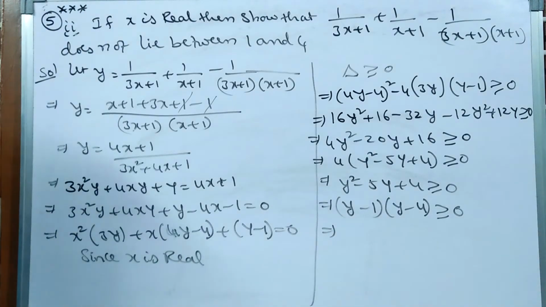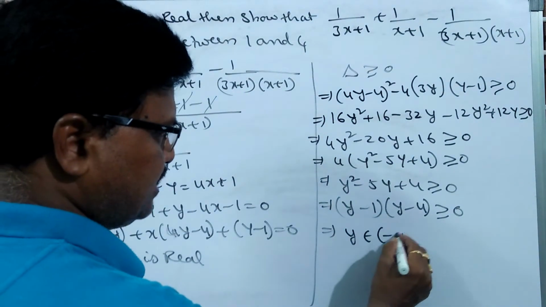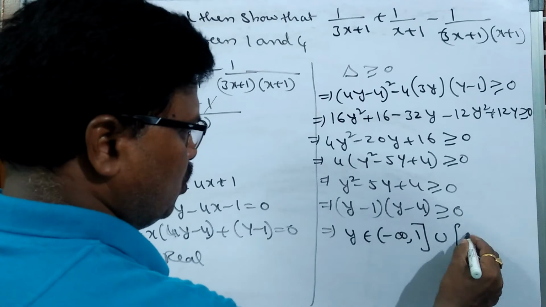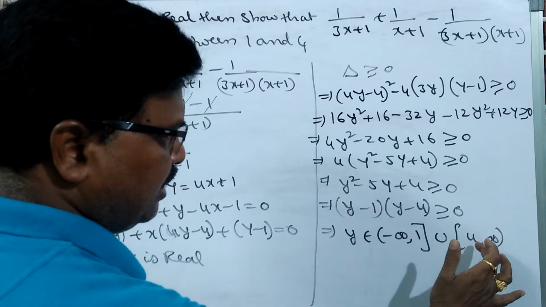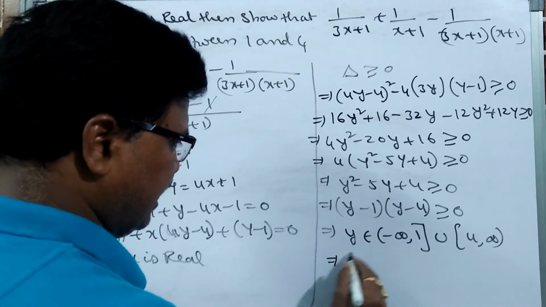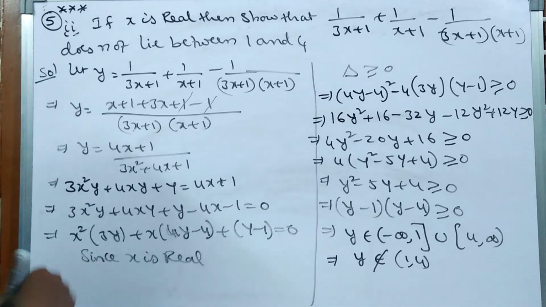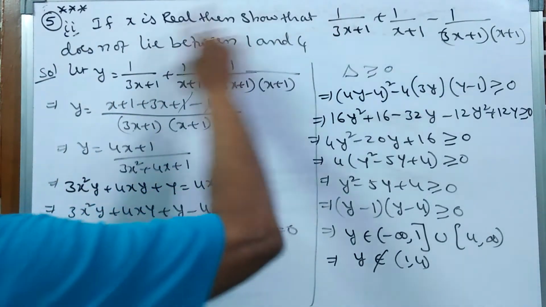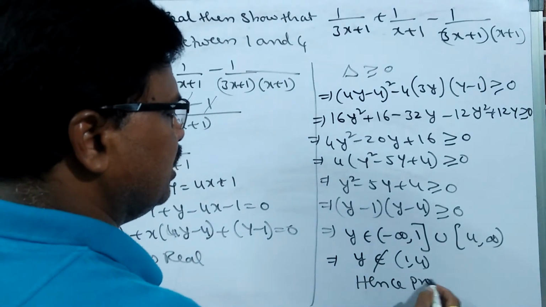I told you already so many times, the formula: x minus alpha into x minus beta greater than or equal to 0 implies x belongs to minus infinity comma alpha union beta to infinity. That means y belongs to minus infinity comma 1 union 4 to infinity. That means y lies between minus infinity and 1, and also 4 to infinity. That means y does not lie between 1 and 4. So you can write y does not lie between 1 and 4. That only you have to prove, because you have to show that this expression does not lie between 1 and 4. So hence proved.